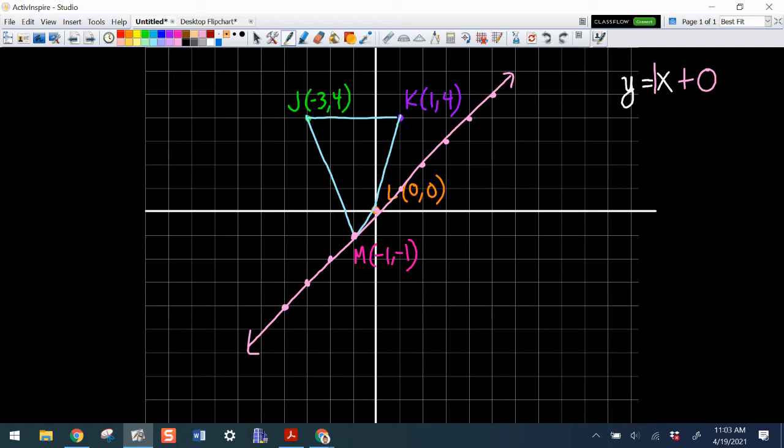Now, there are in fact two points on here that are on the line of reflection. If you notice, L is 0, 0, and M is -1, -1. Those 2 points are on the line of reflection. Just like we said on number 1, points on the line of reflection will not move. So L and L prime will be located in the same place, and M prime will be located in the same place. The only 2 points that are actually going to change are J and K.